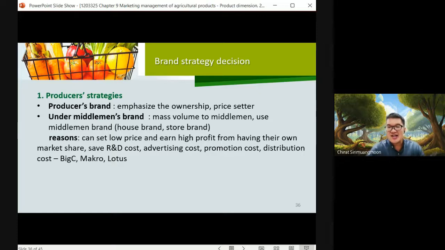In this case, they do it because they need to keep the price low, since they have the current market share. So you need to have a low price and high profit. Then you don't need to do any research and development. You do not need advertising costs, promotion costs, or distribution costs because they have the market already.